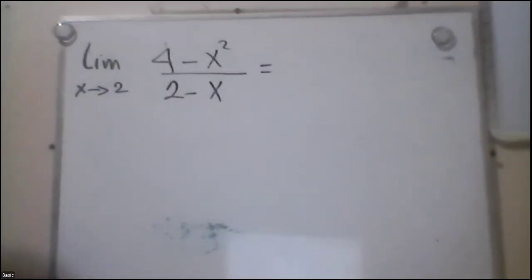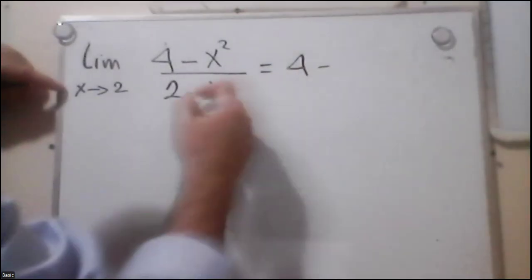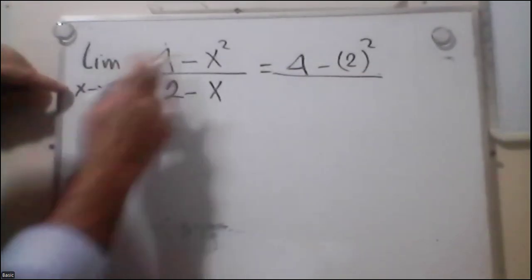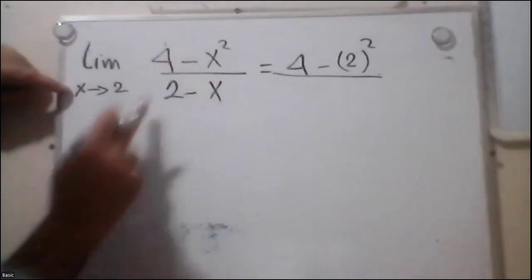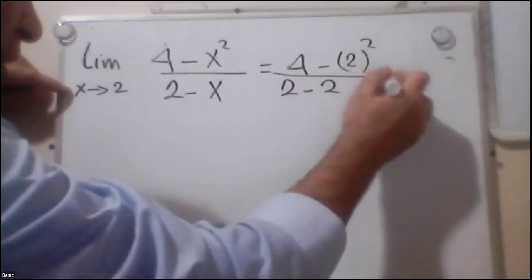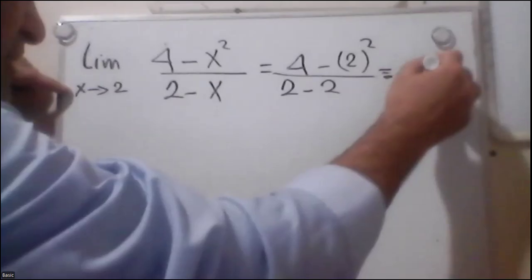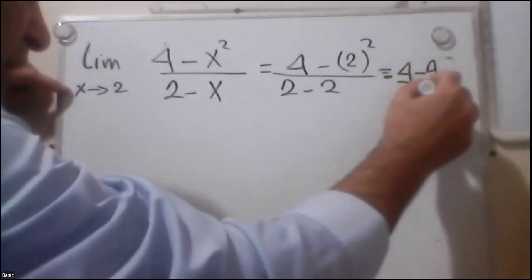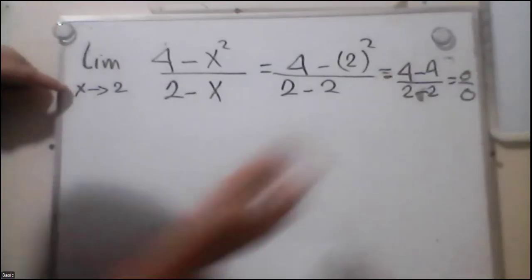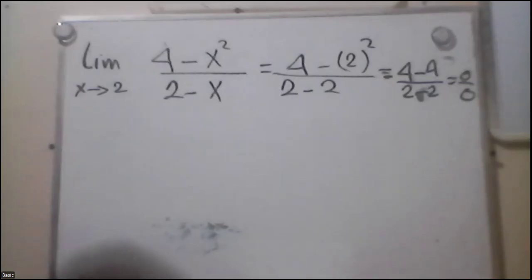That will go into 4 minus 2 squared divided by 2 minus 2, removing the x and putting 2 instead of it. That equals 4 minus 4 divided by 2 minus 2. So it will be 0 divided by 0. It's an undefined value, so I have to work on it.